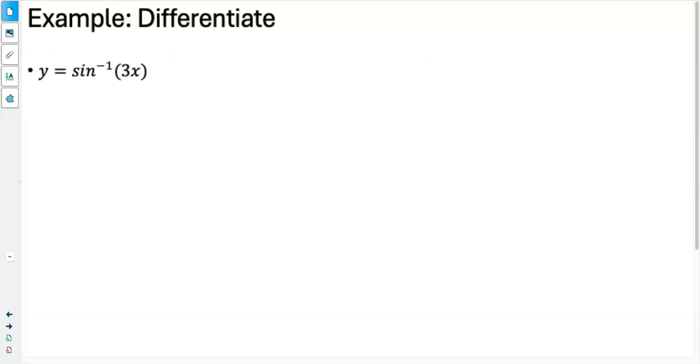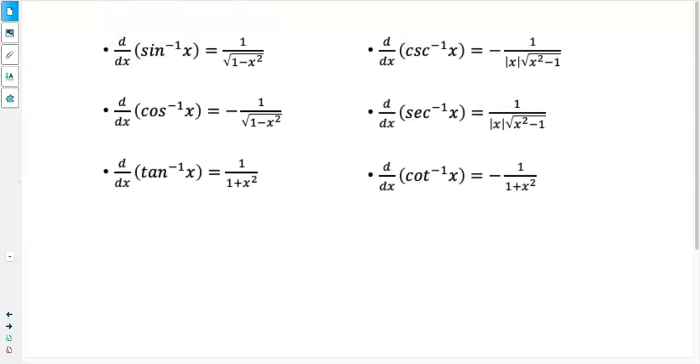For example, differentiate sine negative 1 of 3x. Like I mentioned when we did our regular trig functions, when we're differentiating, we still have to remember to use our chain rule if it's applicable, which it will be in this case. We know our derivative of sine negative 1 from the previous page, which was 1 over the square root of 1 minus x squared. That's our derivative of sine negative 1 x. In this case, we have 3x, so this x would be replaced with a 3x.